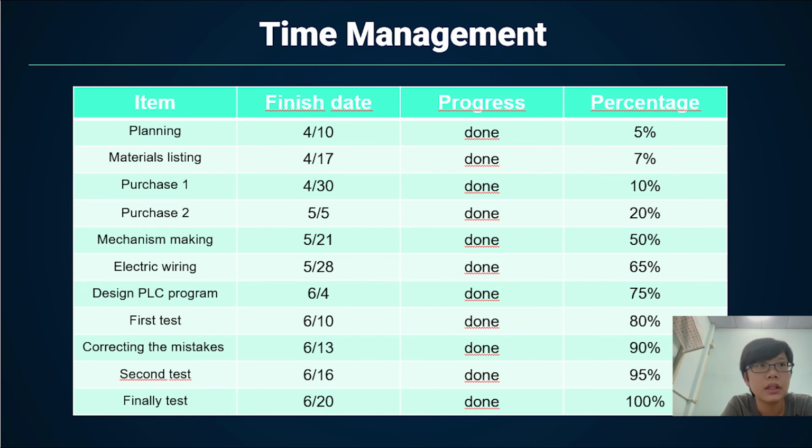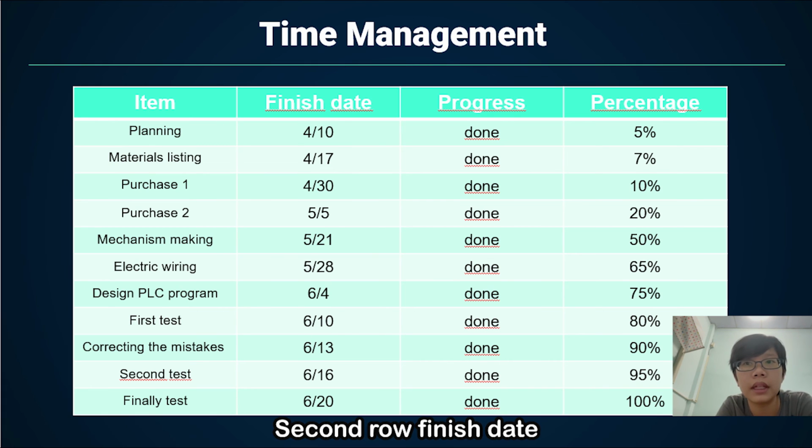Time management and contribution. Time management: we list 4 rows. First row, item. Second row, finish date. Third row, progress. Fourth row, percentage. And for items, we list planning, materials listing, purchase 1, purchase 2, mechanics making, electric wiring, design PLC program, first test, correcting the mistakes, second test, and final test.